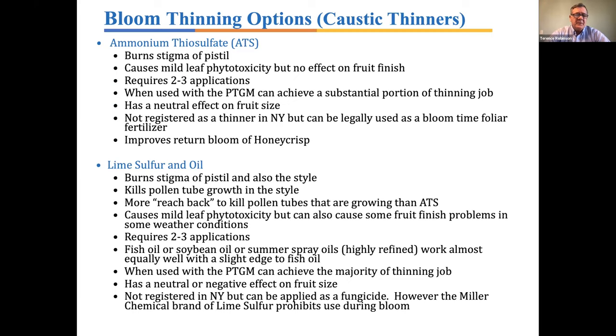And I wanted to make a couple of comments about the two most common caustic chemicals that are used in bloom thinning. And Mike in his presentation talked about both of them. They both are caustic chemicals, meaning that they burn the pistil, the stigmatic surface of the pistil. They also are caustic in that they can result in mild leaf phytotoxicity, but ATS generally has very little effect on fruit finish, whereas lime sulfur also can have very little effect on fruit finish, but in wet years, it can result in some russet. Both chemicals, to be successful, require 2 to 3 applications during that short period of 7 to 10 days during full bloom. But when these chemicals are used with a pollen tube growth model, you can do a substantial portion of the thinning job right then at bloom.